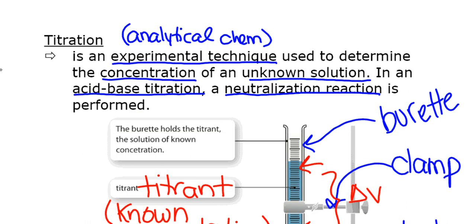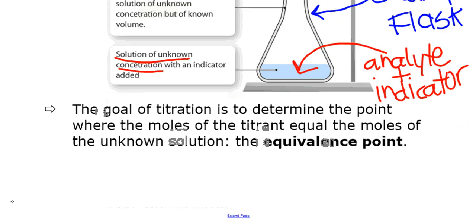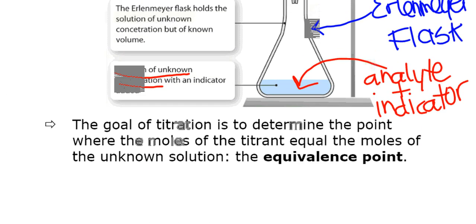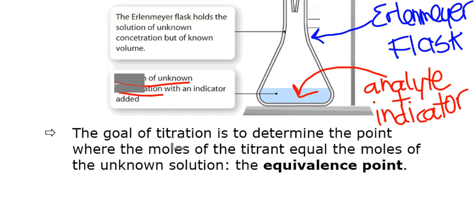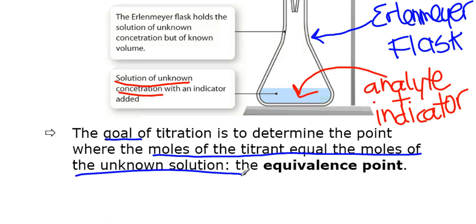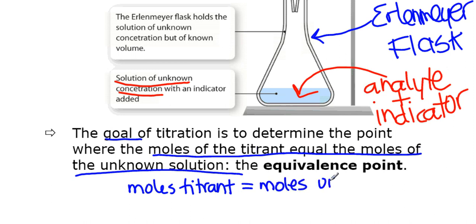So down here at the bottom, something that we didn't just cover, is about titration. So we said in a titration we're going to have an acid and a base, and the goal is where we want the amount of moles of the acid to equal the moles of the base. So in our titration, we want moles of our titrant to equal the moles of our unknown, our analyte.